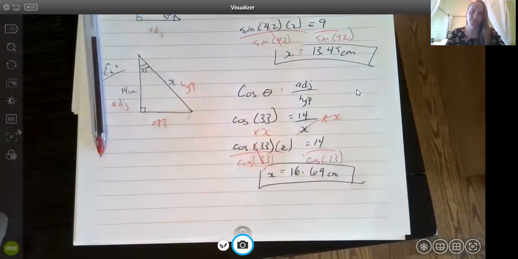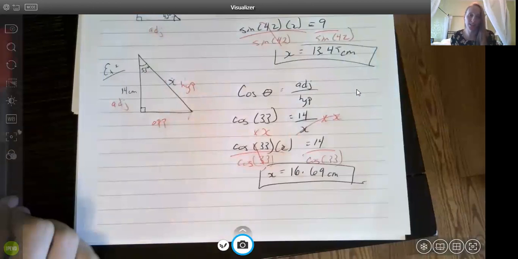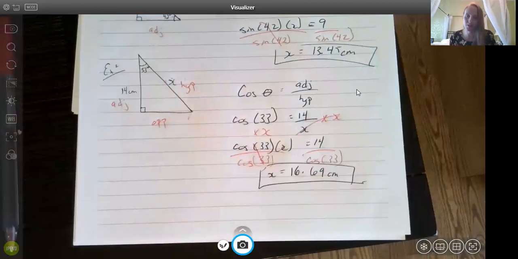And that's it. So again, it's really just label your sides, figure out which ratio you should be using, and then plug in your terms and isolate for x.